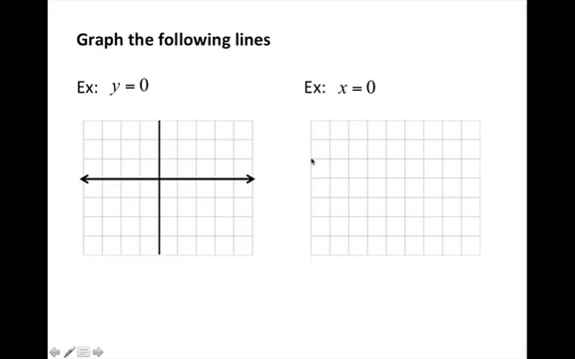If I have x equals 0, since there's no y, I know it's a vertical line. Whenever you have x equal to a number, it's a vertical line. So find 0 on your x-axis, right here at the origin. And if I draw a vertical line through it, I'm drawing my line over my y-axis. So the equation of the y-axis is x equals 0.